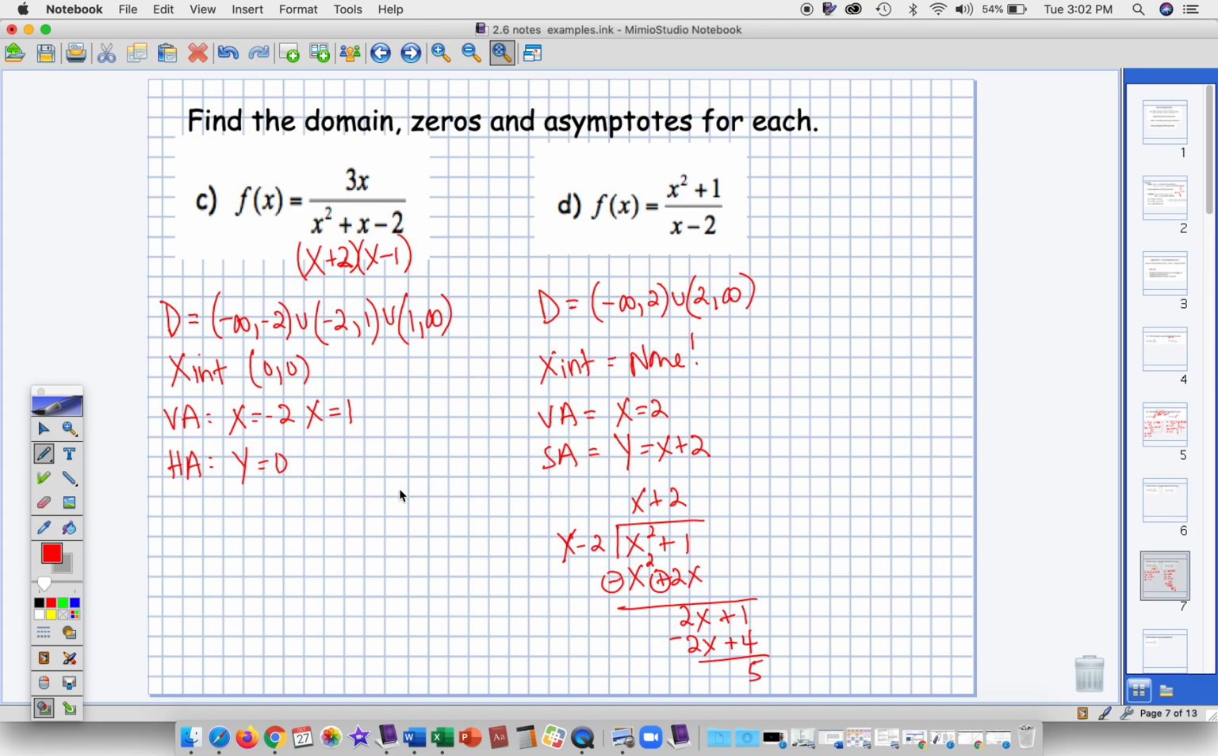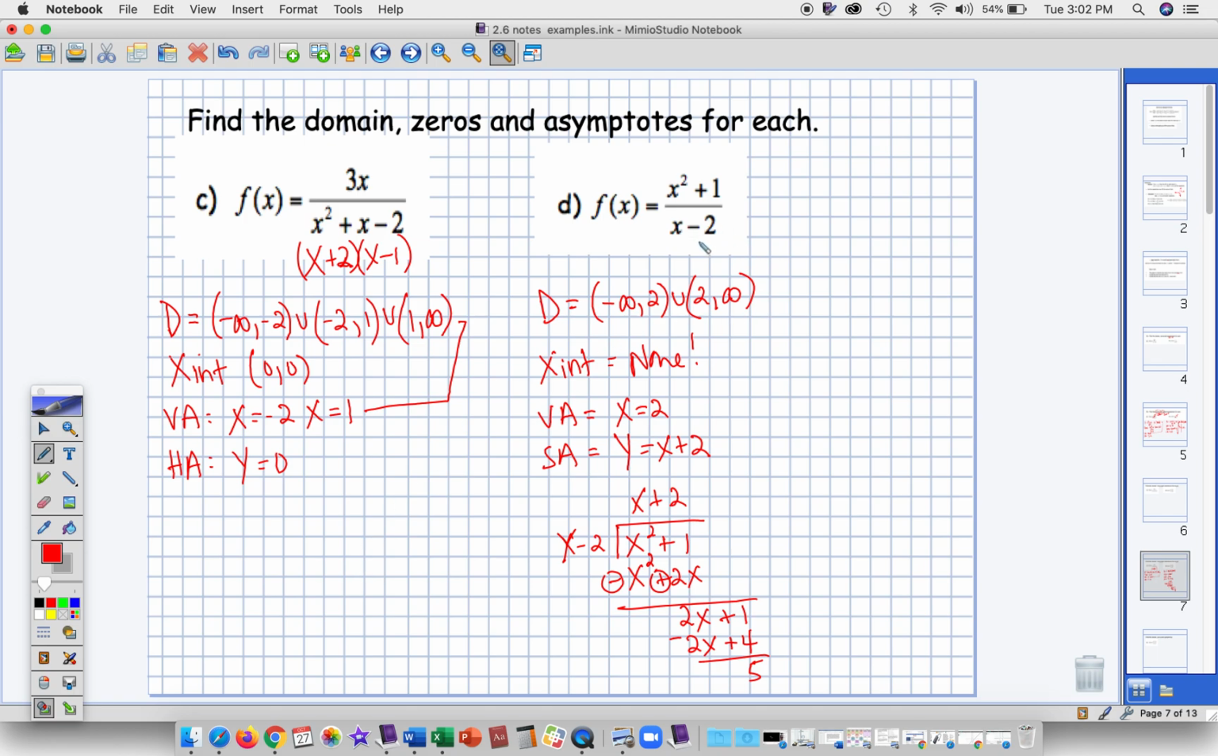Okay, let's see how you did. So we have two values that we have to restrict from the domain, -2 and +1. The x-intercept, (0, 0). Remember, that comes from the numerator. Vertical asymptotes, again, see how these two go together. And lastly, the denominator again has larger degree, so the asymptote is y equals 0, the x-axis.